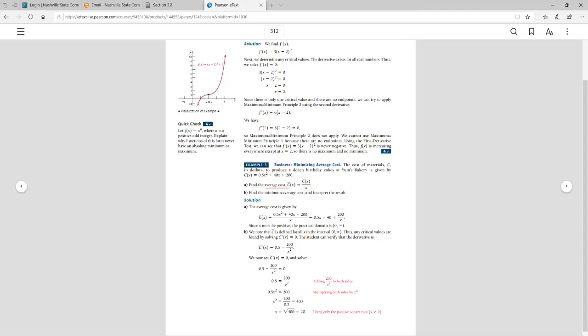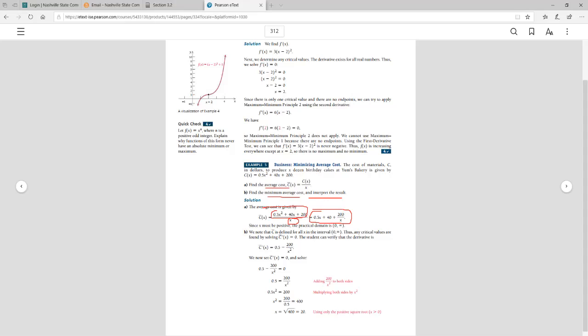Next, I want to know the minimum average cost and interpret the results. Well, the average cost is C of x divided by x. They gave us that in part A. And if we take 0.5x squared plus 40x plus 200 and divide by x, notice that we're left with this after we simplify.